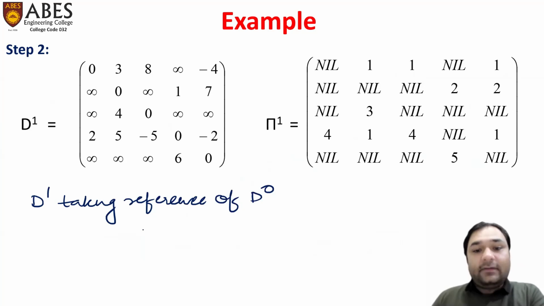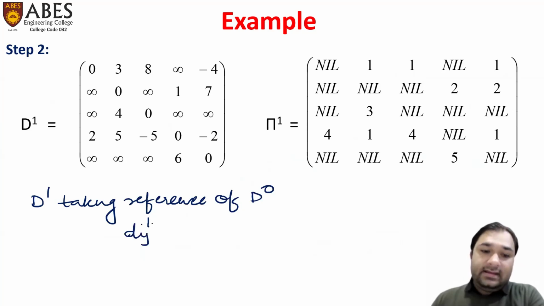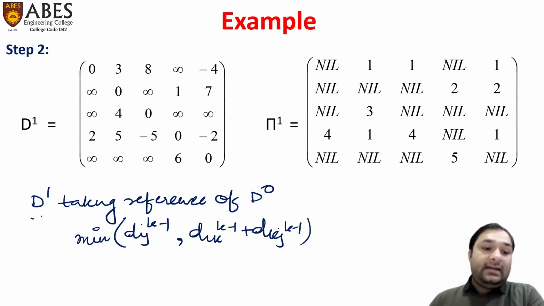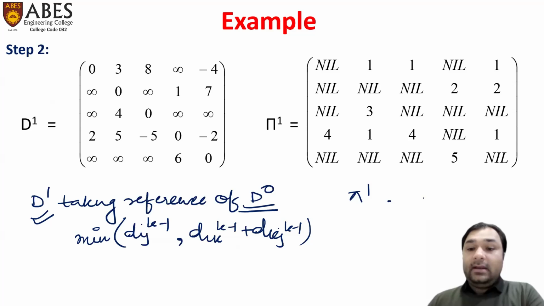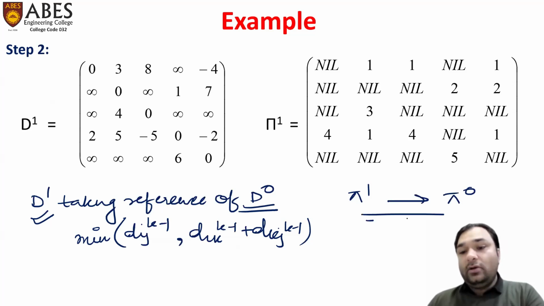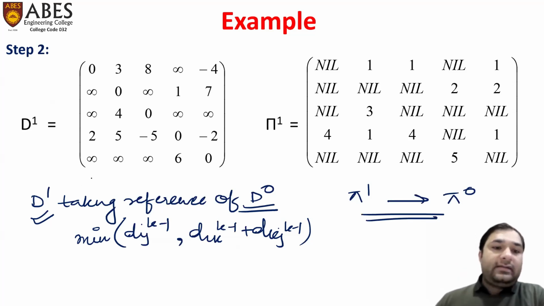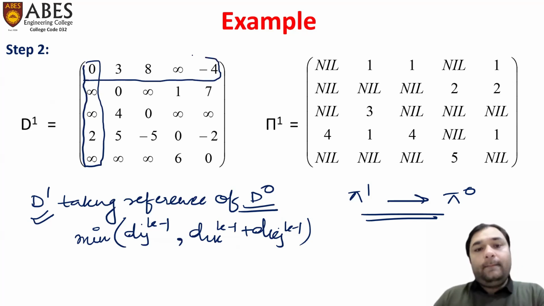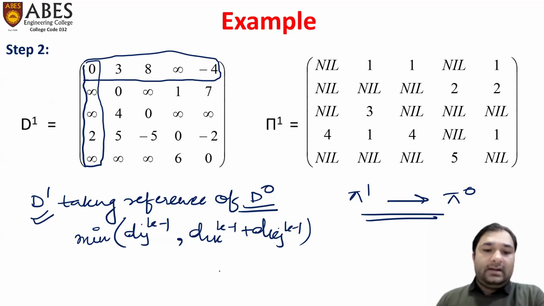Now, why are we taking reference of D naught? Because our formula is Dij^k = min(Dij^(k-1), Dik^(k-1) + Dkj^(k-1)). So while preparing D1, we must take a reference of D naught. Same thing, while preparing pi 1, we must take a reference of pi naught. So what we will do first, simply, is copy-paste the first row and first column of D naught matrix.